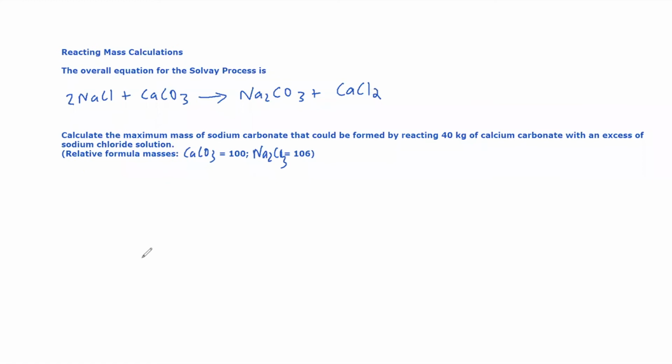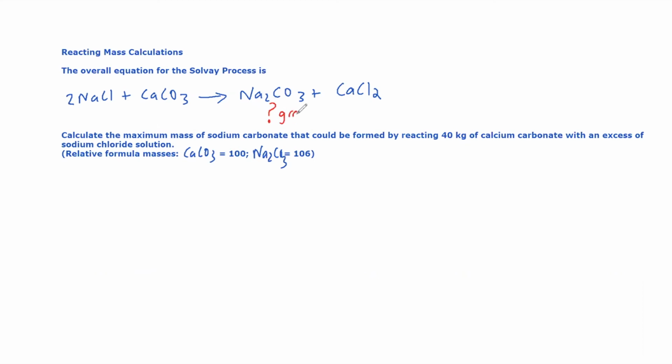Okay, so the previous 3 questions were from AQA. This is from Edexcel. What's different about Edexcel? They've actually been kinder to you. They've worked out the relative formula masses for you. The relative formula masses have been given to you, which is nice because it means less calculations and less chance of you making a mistake.